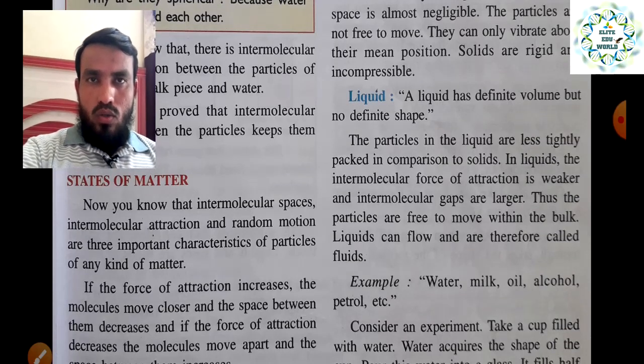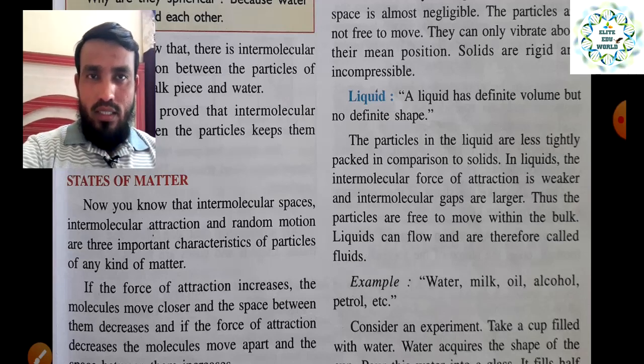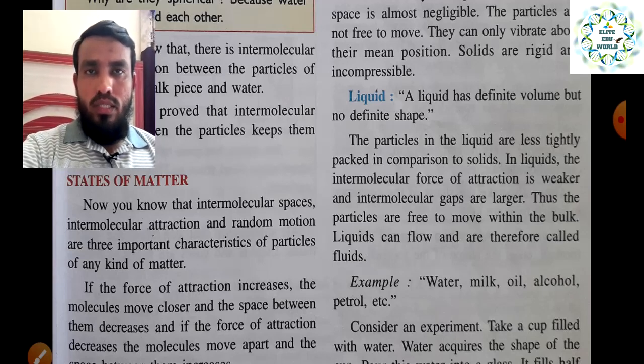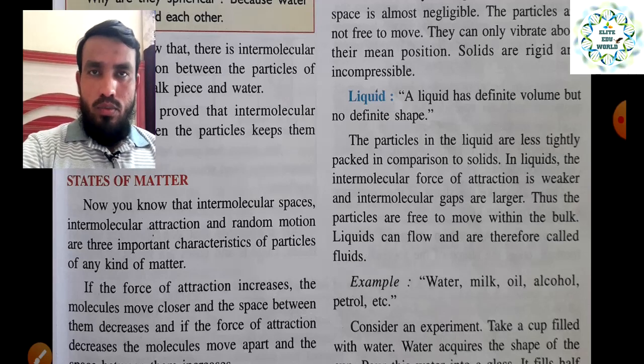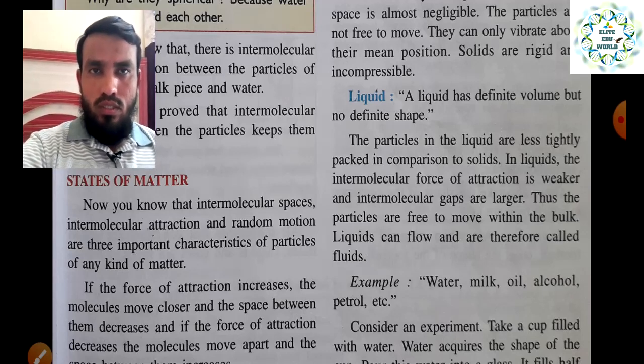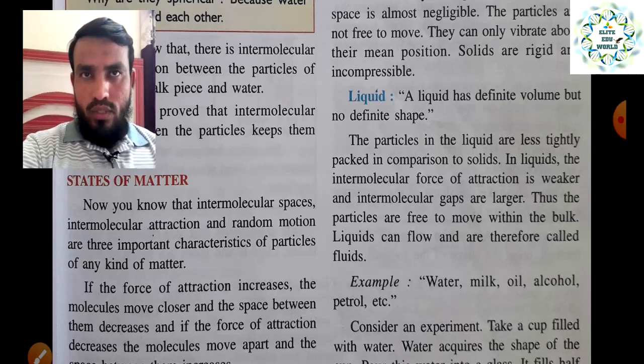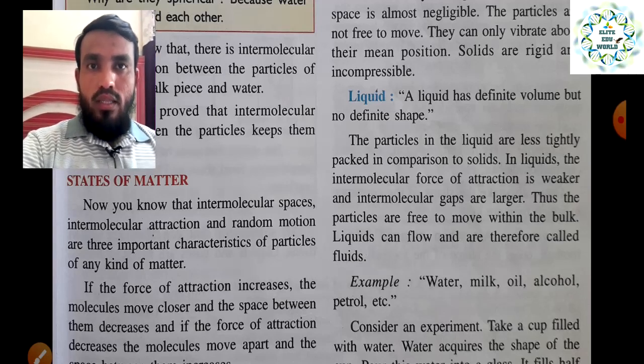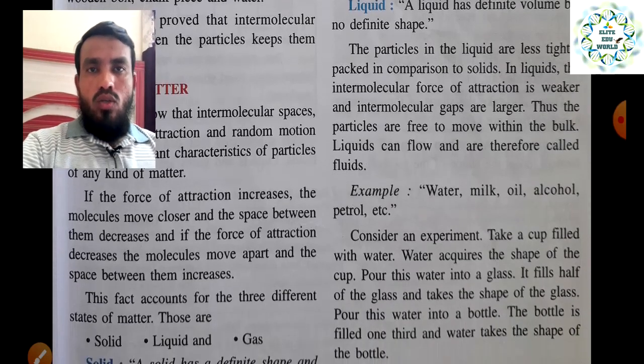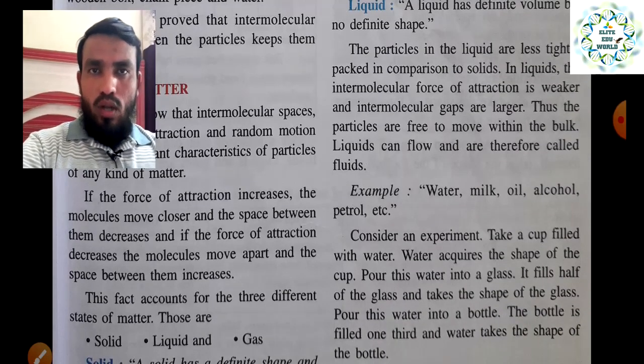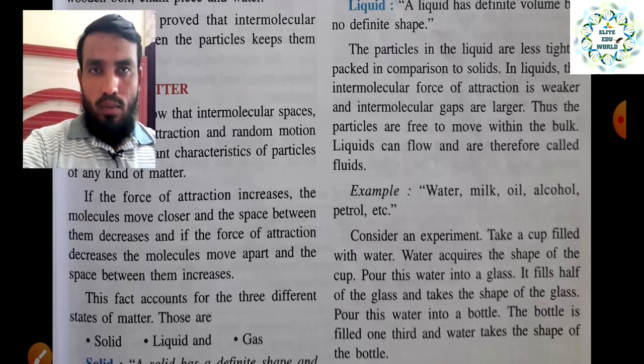So now we know that intermolecular spaces, intermolecular attraction and random motion are the three basic characteristics of any substance. Depending on the force, they have different intermolecular space, and then the molecules have movement or motion. These are important characteristics of the particles of any kind of matter. If the force of attraction increases, the molecules move closer and the space between them decreases.